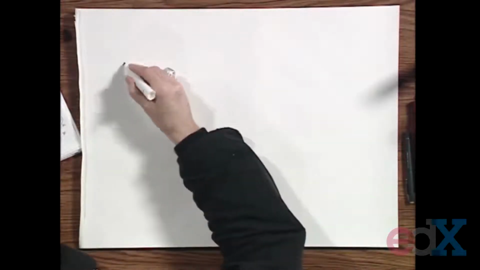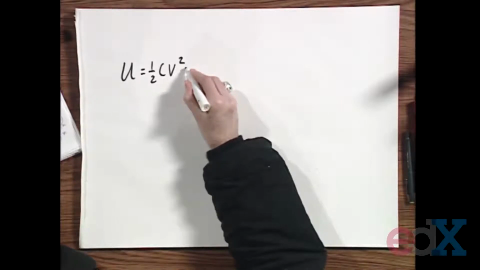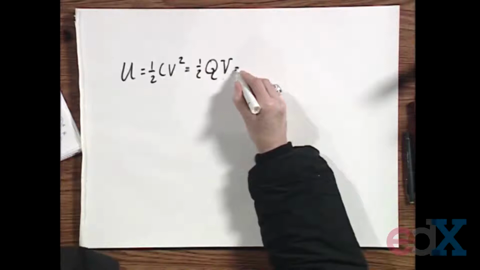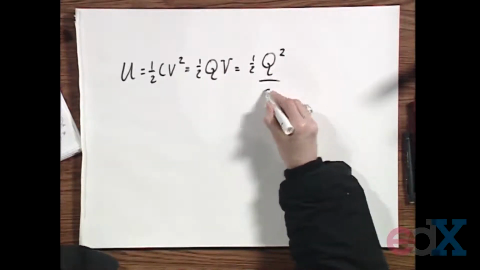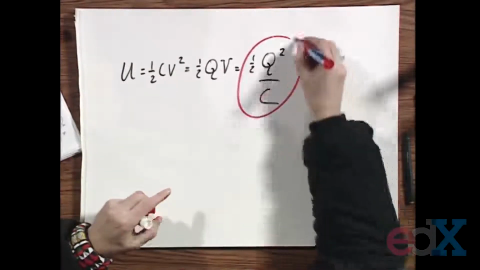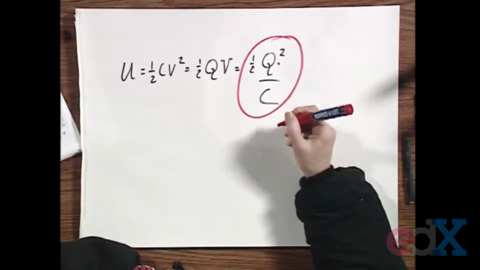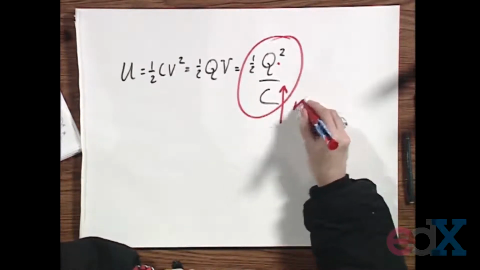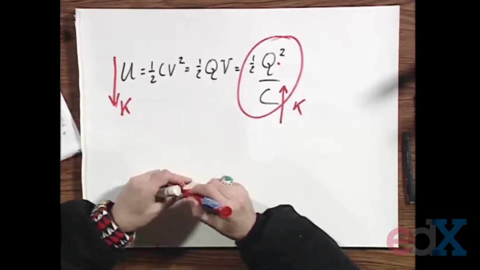So now, let's write down what U is. U equals 1/2 CV squared. Of course, you could also use 1/2 QV if you like that better. Or if you want to, you can write down 1/2 Q squared divided by C. It doesn't matter which one you pick. I prefer to pick this one. Q is not changing. And since the capacitance went up when I bring in the oil by a factor kappa, it is clear that U goes down by a factor kappa.